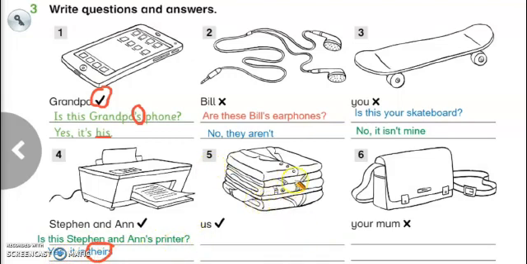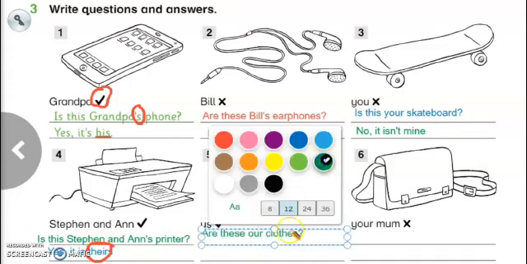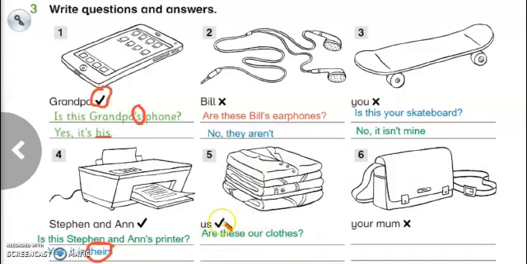Move to number 5. As you can see in this picture, we have clothes. Now we have to write a question that begins with are because we have a plural noun, which is clothes. Are these our clothes? And here we have a tick, so we answer with yes. Yes, they are ours. Here we answered with ours because we asked about our clothes. Now, my students, try to do number 6 alone and check your answer from the video.